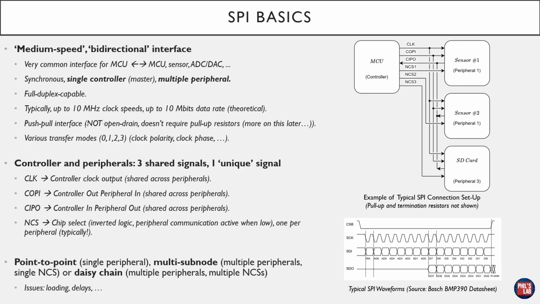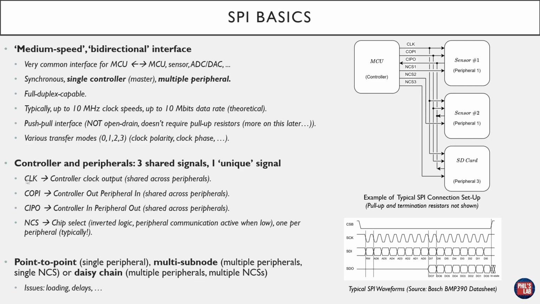There are various transfer modes for SPI, so there are 4 modes: 0, 1, 2, and 3. We won't go into more detail on this, but effectively it has to do with clock polarity, phase, and so on. In terms of controllers and peripherals, for example, if we're connecting just a single controller, microcontroller, or FPGA, or any other device to a peripheral, we typically have 3 shared signals and 1 unique signal per peripheral.